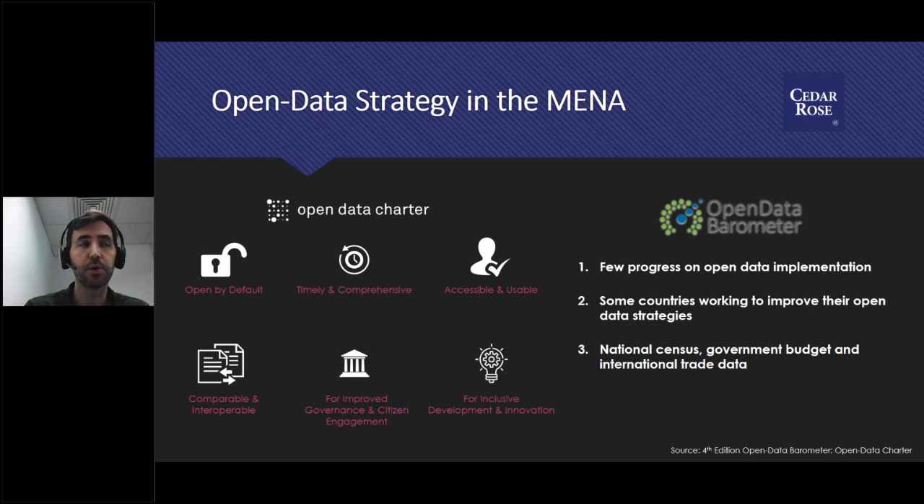Secondly, some countries, including Saudi Arabia, have recently started working to improve their open data strategies, but most countries have shown no or very little progress on their respective open data government agendas. No government has, for example, adopted the Open Data Charter. Finally, some datasets in the region are frequently available, such as national census, government budget, or international trade data. But most of this data in the MENA region is locked with legal and technical restrictions. Land ownership, government spending, and company registers are, for example, the least accessible datasets in the region.